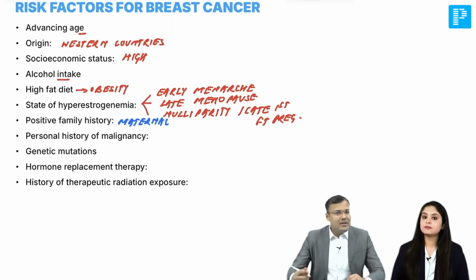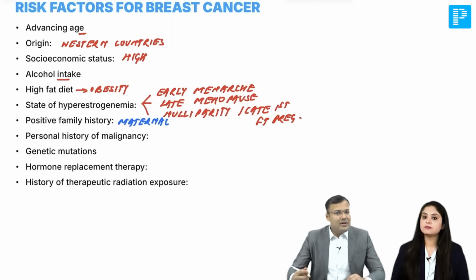After that, genetic mutation. The most important genetic mutations are BRCA1 and BRCA2. Guys, you must know that both BRCA1 and BRCA2 are responsible for breast cancer in both males and females. BRCA1 mainly in females and BRCA2 mainly in males. So how to remember? You must know the mnemonic: ladies first, right?